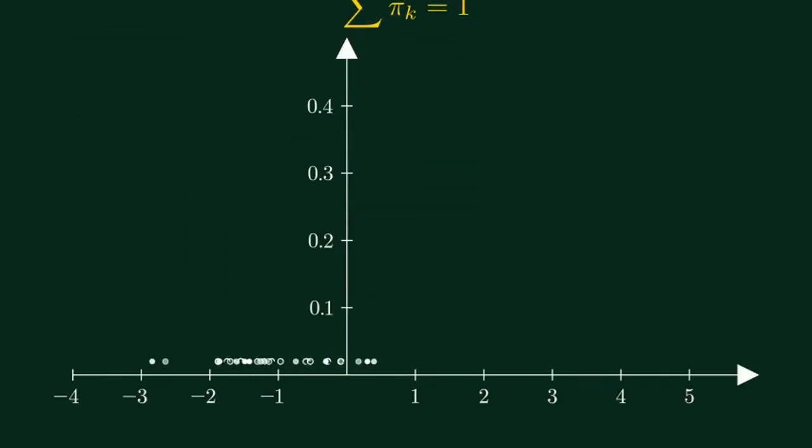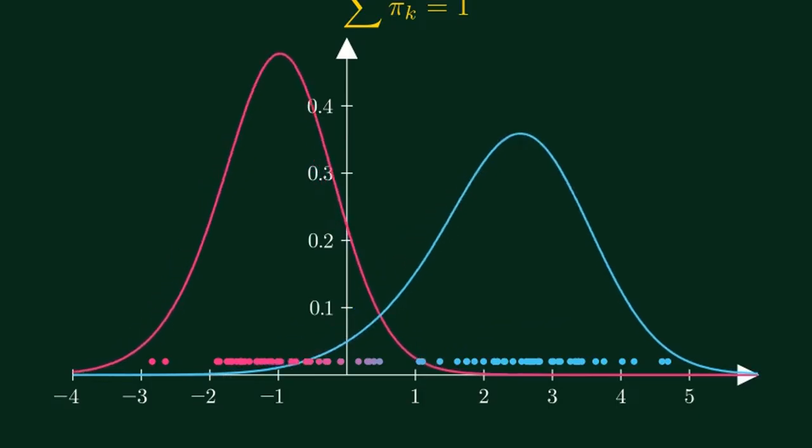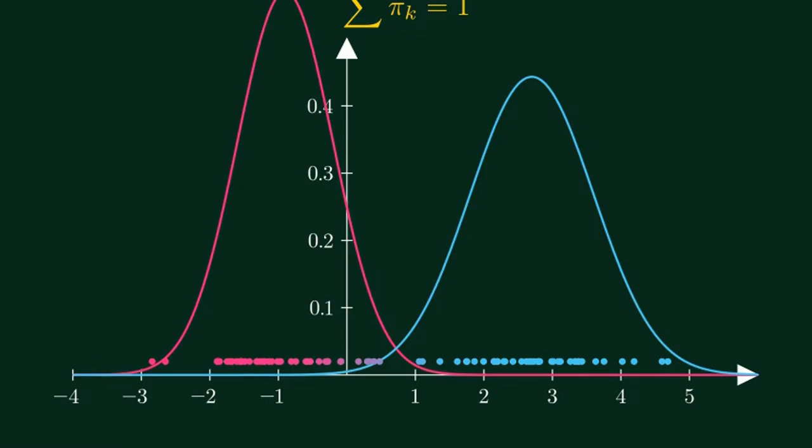To find the groups, we use the Expectation-Maximization algorithm. In the E step, we compute soft probabilities for each point. In the M step, we update the curves to better fit the data. During the E step, each point gets a soft assignment. Some points are mostly pink, some are mostly blue, and a few are mixed. In the M step, the curves shift to better match the data. Then we repeat E step and M step until the curves stop changing much.